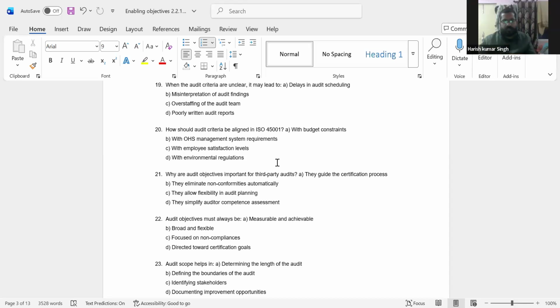Question 19, the answer would be B, sir. Misinterpretation of audit findings. If the criteria itself is not clear, then the findings would also be unclear. Correct. Exactly right.